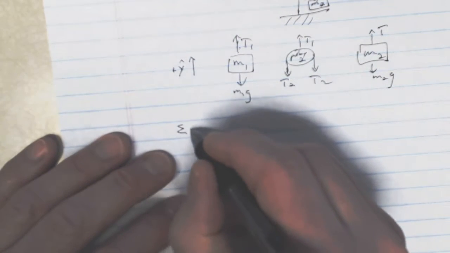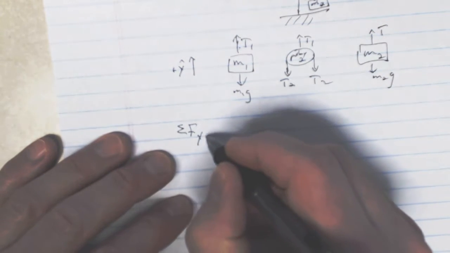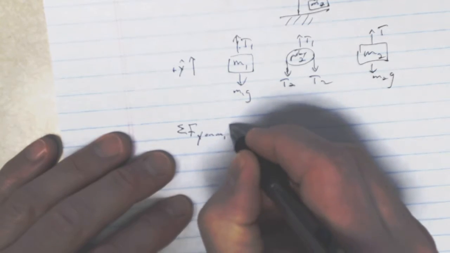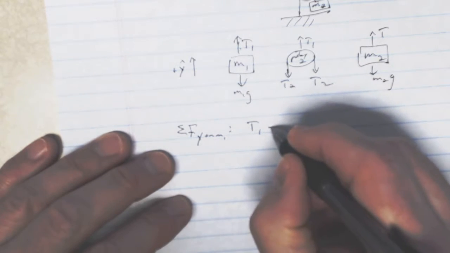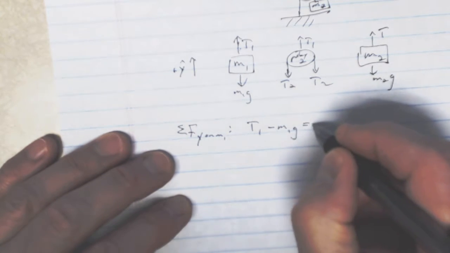So let's start with the sums of the forces in the y direction on M1. Okay, just look at our free body diagram. Well, that's T1 in the positive y direction minus M1g. That has to be equal to M1A1.